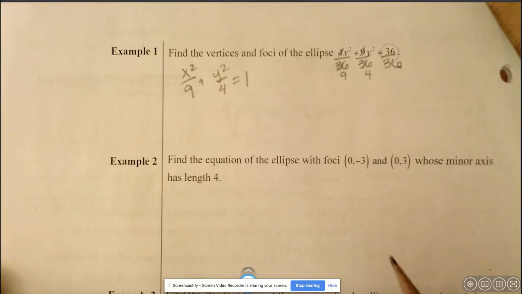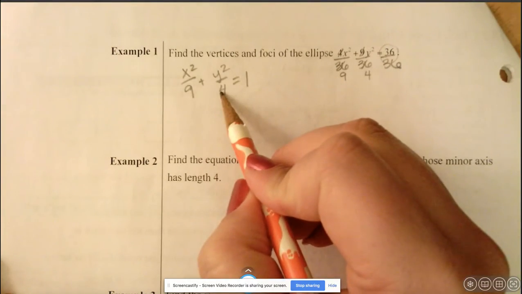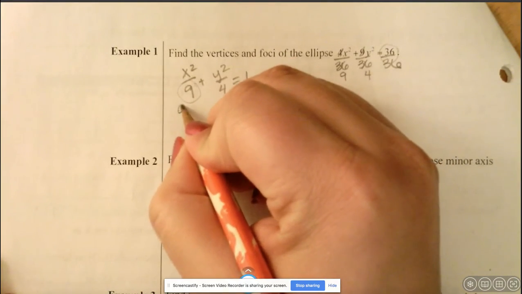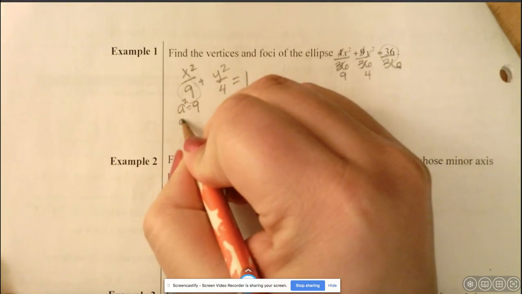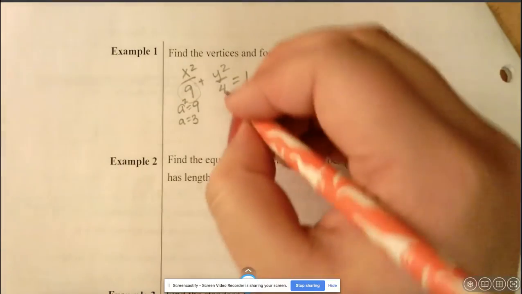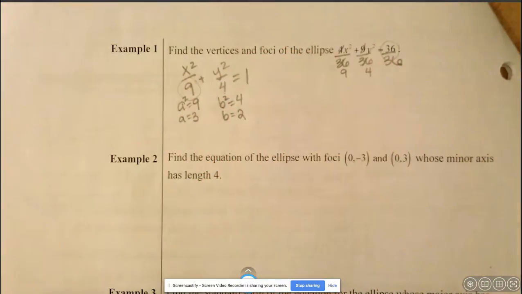Our first step is to identify which of these denominators is bigger, 9. So we can write this as a squared equals 9, then a is 3. If 9 is our bigger, then 4 is our smaller. Smaller is b. So b squared is 4, then b is 2. Why do I use the positive values? Well, a and b represent distances, right? It's the distance of our semi-major and our semi-minor axis. So we're going to take the positive value for this when we take the square root.